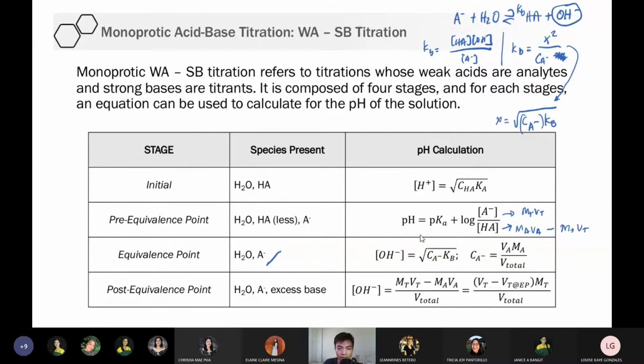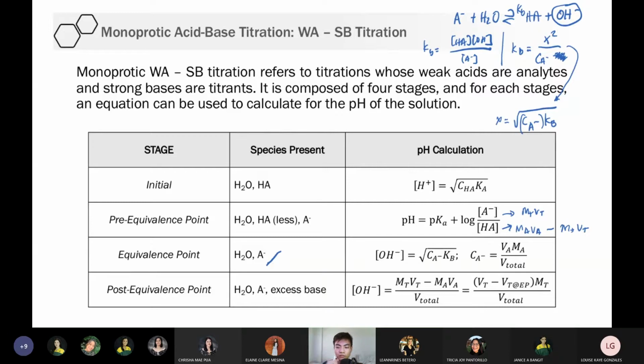Ca minus Kb square root. Nasundan? Saan galing to? Hindi ko yan kinuha sa hangin. Hindi to quantum mechanics na out of nowhere yung solution. Ito ay galing sa equilibrium. Okay? So, yan. May explanation. Alam nyo na kung bakit.